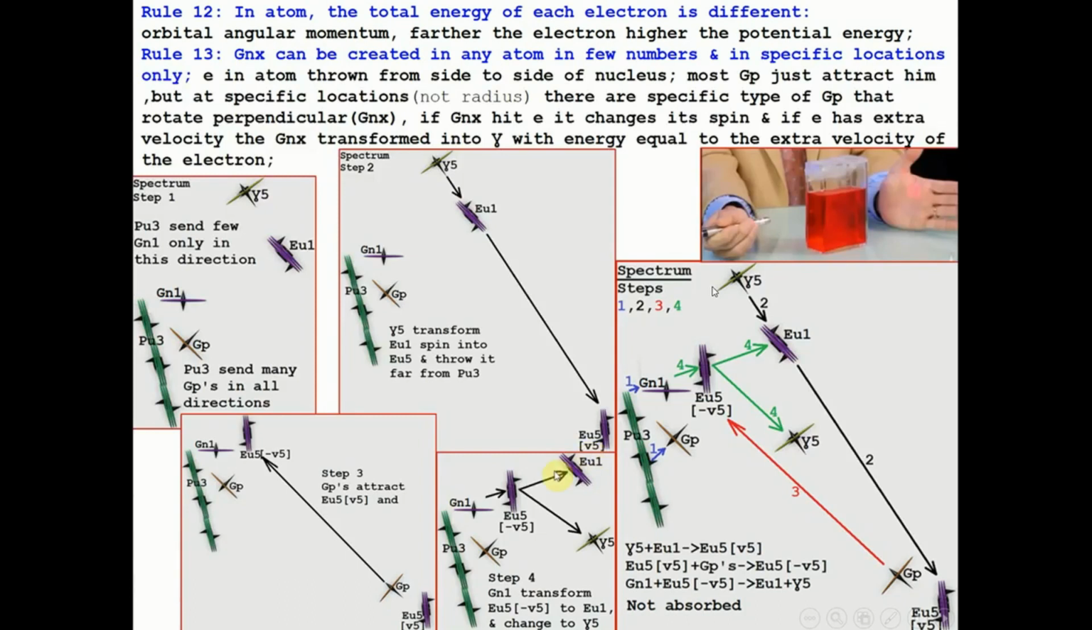Then the GP particle emitted from the nucleus will attract it, and it will be thrown from side to side. When it reaches its original position, it will collide with GN1 and transform back to its original spin, EU1. But because it now has velocity minus V5, it will transform this GN1 into photon 5. So the total energy is preserved. And this photon 5 will be emitted almost immediately in a random direction.